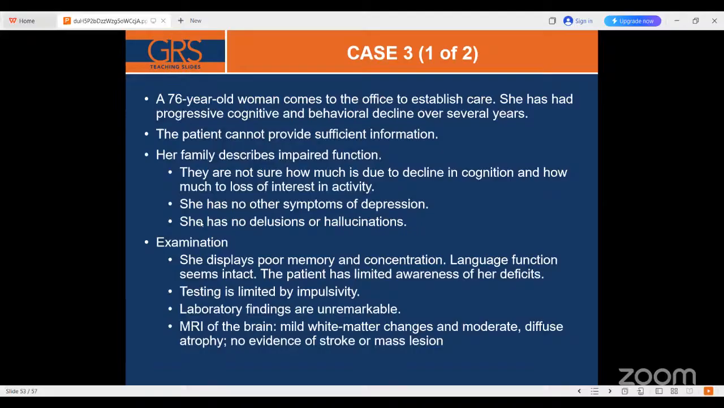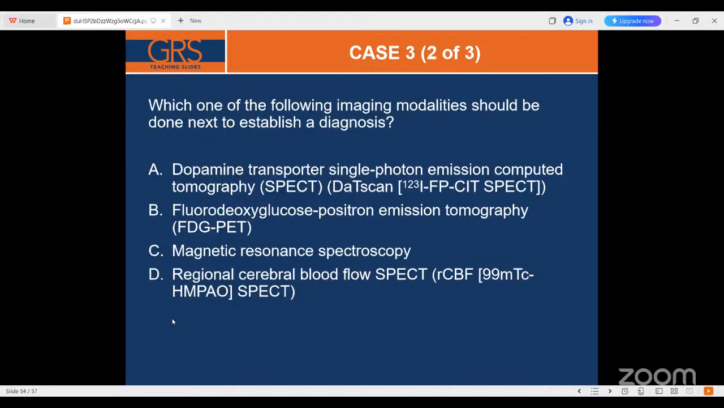Examination displays poor memory and concentration. Language function seems intact. The patient has limited awareness of her deficits. Testing is limited by impulsivity. Laboratory findings are unremarkable. MRI of the brain shows mild white matter change and moderate diffuse atrophy, with no evidence of a stroke or mass lesion.